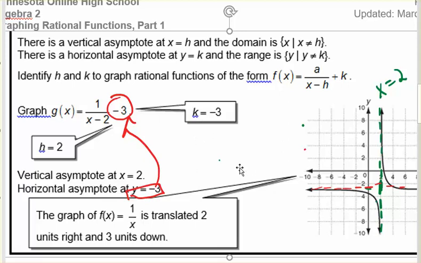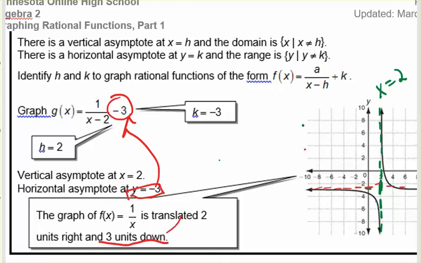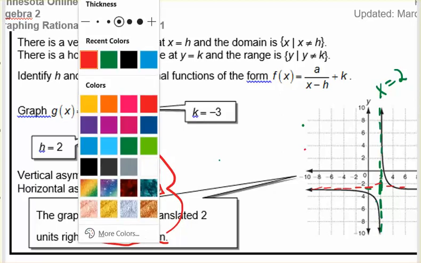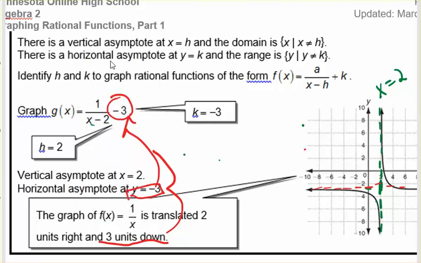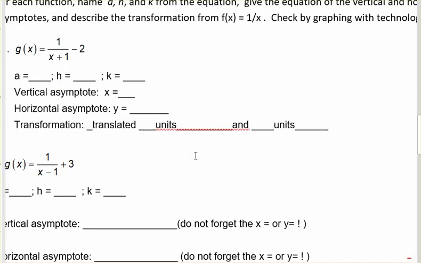It's not in the same spot as our parent function, and we already talked about how it's moved down 3, so it's a translation 3 units down, and it's also been translated 2 units right. We can tell that from this: the translation down 3 matches this part, and the translation left or right is this. This tells us that it's moved 2 units right, which also helps us find the vertical asymptote. So both the equation and the graph can help us answer these questions.